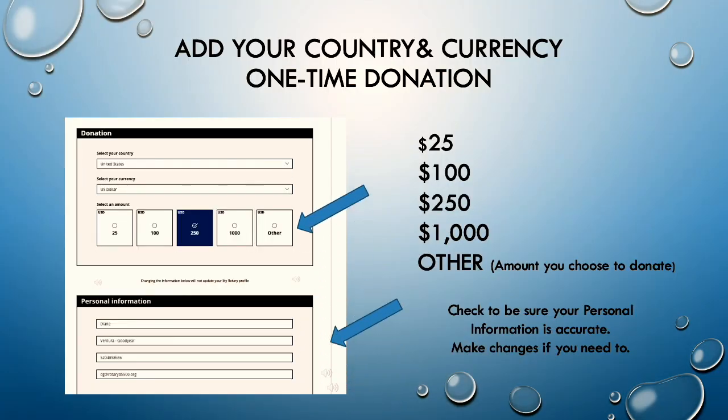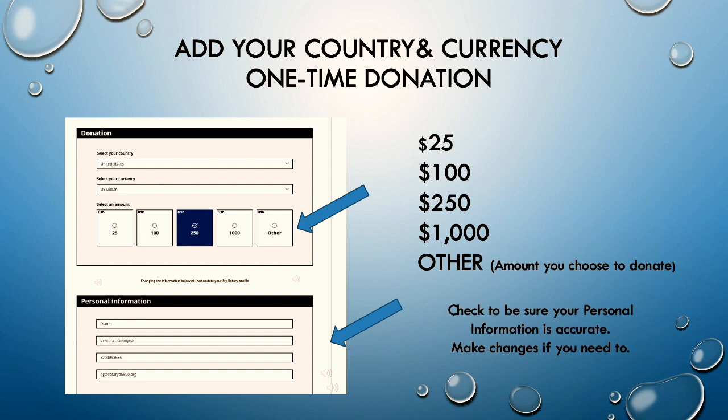All right, we're getting another screen, and you have to fill out the country, which is the United States, and also your currency, which is US dollar. And Rotary makes it very easy. You can select one of the amounts in the boxes, or where it says Other, you can choose the amount that you wish to donate. Additionally, right below, you're going to see your personal information. Make sure that's correct. That's the information that you filled out when you first set up your account.